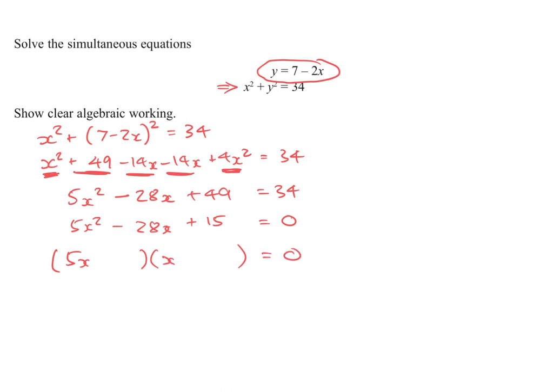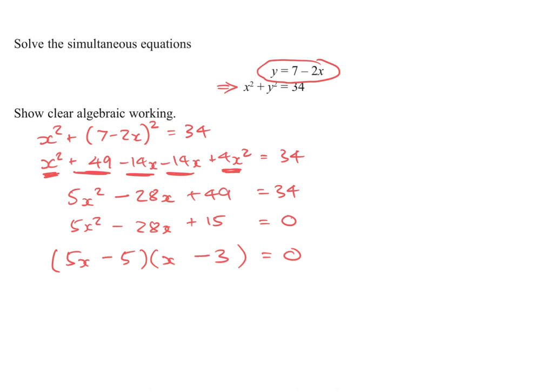Two things that make 15. Well, it could be 1 and 15. It could be 3 and 5. It's a maths exam question. Always go for the factors that are closest together first. So always try the 5 and the 3 rather than the 15 and the 1 first. Just how it works out in the exam. So 5 and 3, but we need to make positive 15, but we also need a minus 28. So clearly both of these will be negative.